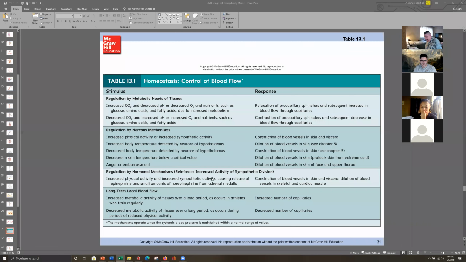It's kind of funny. But yeah, so different nervous system input can control dilation of blood vessels and redirect blood flow to certain areas.